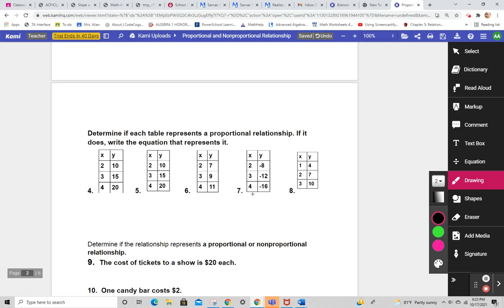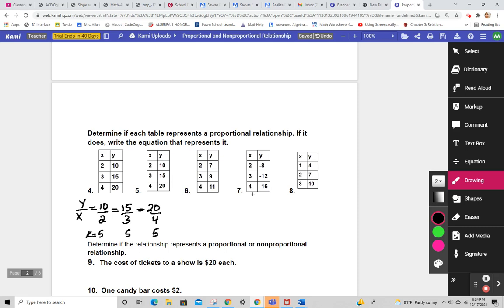Determine if each table represents a proportional relationship. If it does, write the equation that represents it. To determine if it's a proportional relationship, all you have to do is divide y by x and see if you get a constant value, a constant ratio. Let's try that. 10 divided by 2 is 5. What about 15 divided by 3? That's also 5. What about 20 divided by 4? That's also 5. So every time I divide, I get k equals 5.